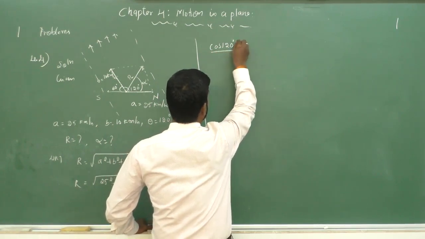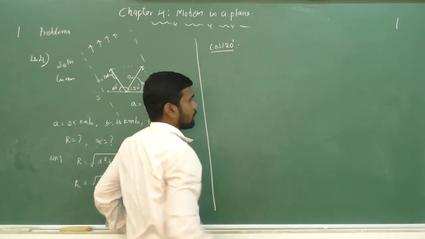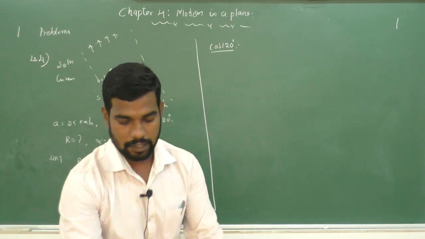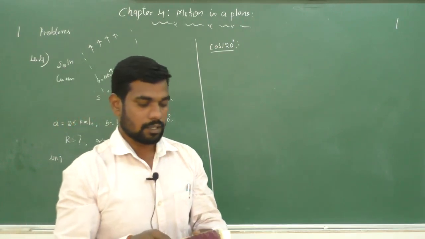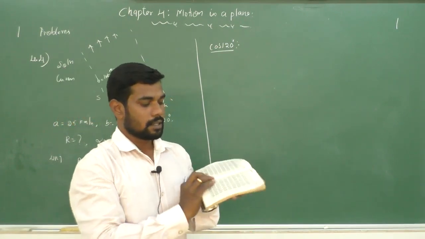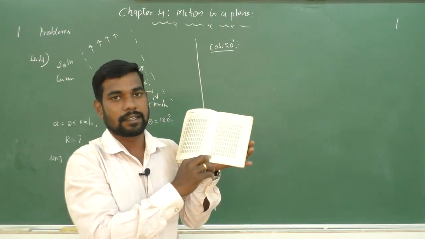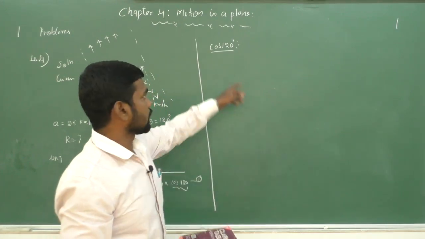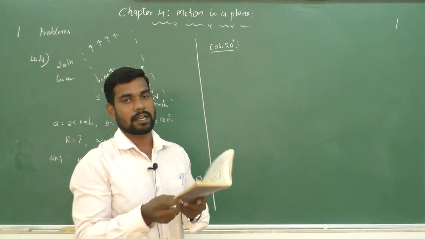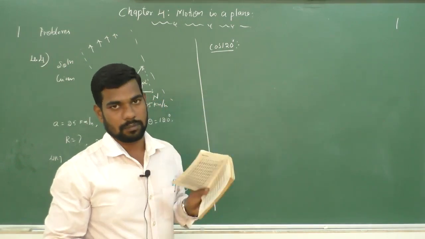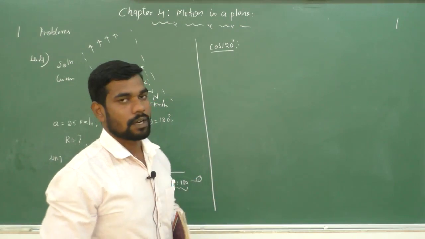If cos 120 is there, the trigonometry table in the log table has a maximum theta of 89 degrees. Further than that it is not there, it is greater than 89 degrees, so we cannot find it from the log book. For that we should go for allied angles.